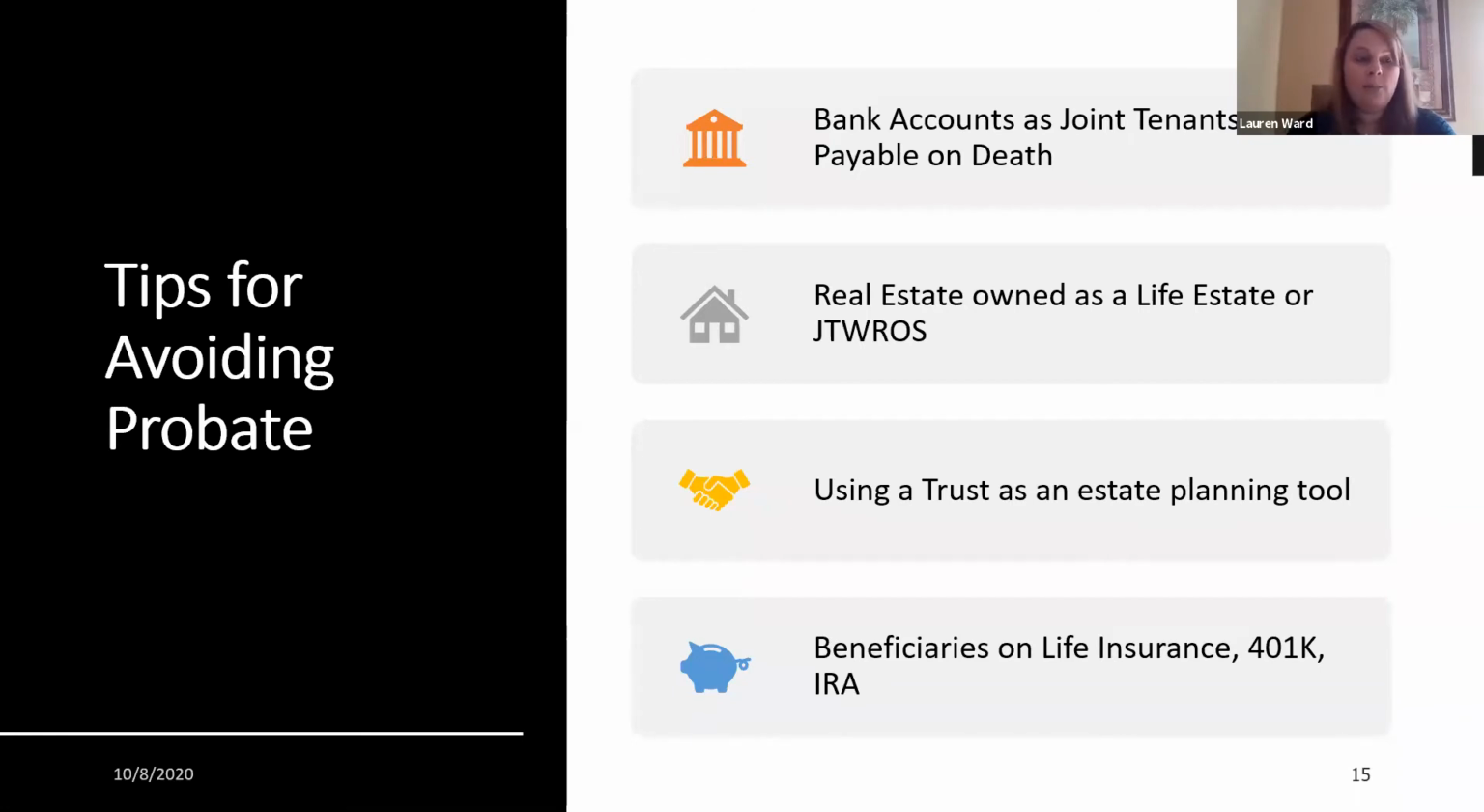A way to keep it out of probate is using a trust as an estate planning tool. So we can fund that with real estate, bank accounts, vehicles, pretty much any of your assets can be funded into the trust. I do caution on running 401ks and IRAs through a trust, but that is a personal preference we would talk about. And make sure you have beneficiaries on your life insurance, your 401ks, your IRAs, because if you have beneficiaries, it's going to pass outside of probate to them directly. The same way with the bank account, you just submit a death certificate and that gets the process rolling for you. So that's some quick tips that are easy to help you avoid the probate process.